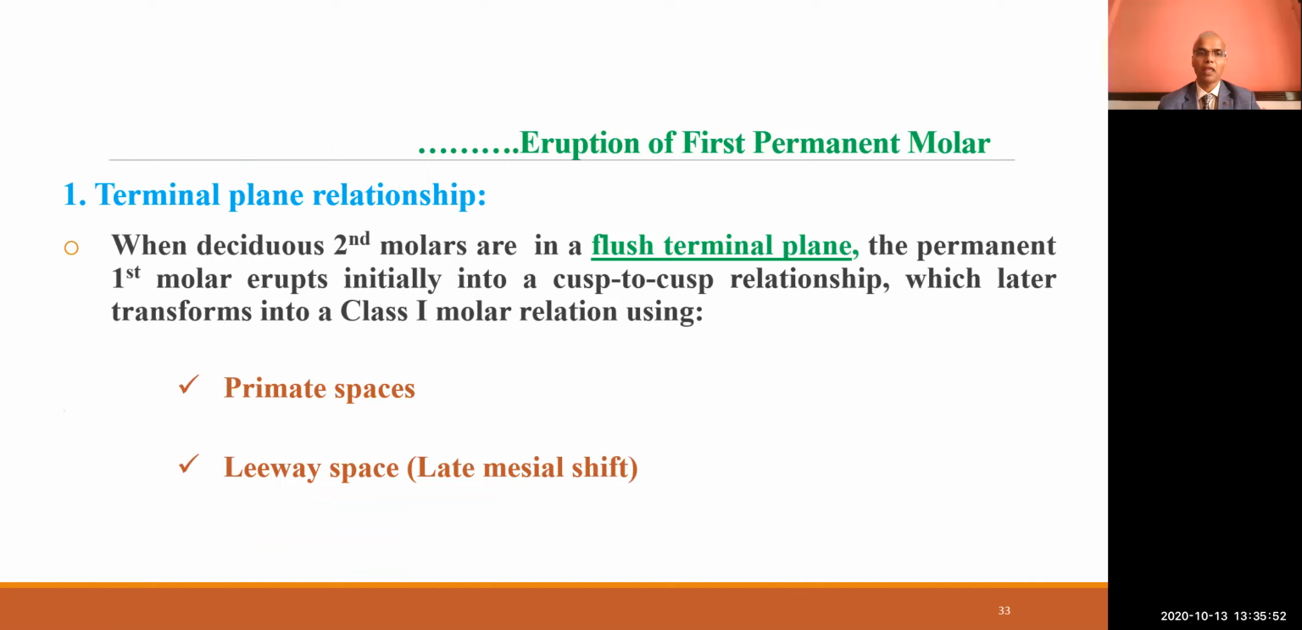Terminal plane relationships. When deciduous second molars are in flush terminal plane, meaning the distal surfaces of the upper and lower second molars are in one plane, the permanent first molars initially erupt into a cusp to cusp or end to end relationship, which later transforms into class 1 molar relationship by using either primate space or leeway space. When it utilizes primate space, it is called early mesial shift. And when it utilizes the leeway space of Nance, it is called late mesial shift, because the molars shift late.